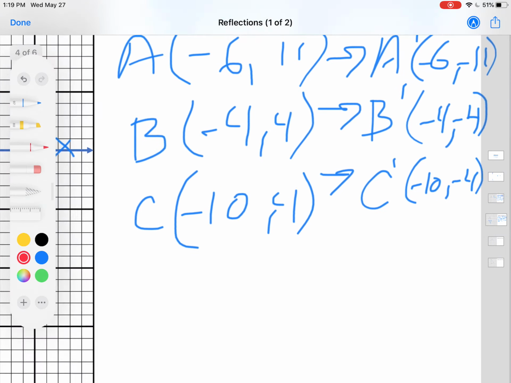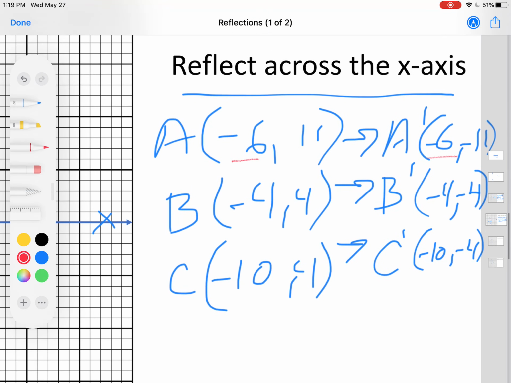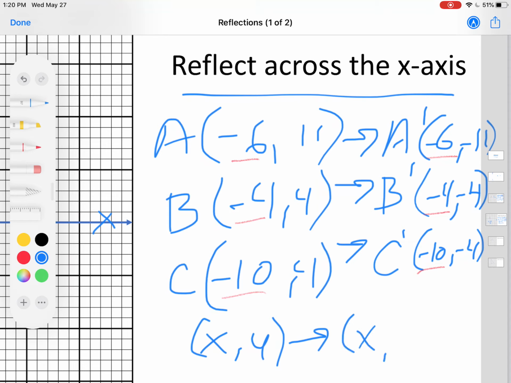X coordinates: -6, -6, -4, -4, -10, -10. So the x coordinate. Did anything happen to it? No, it stayed exactly the same. Let's see what happens to the y coordinate. Y coordinates: +11, -11, +4, -4, +4, -4. It switched to the opposite. So it should be the opposite of y.